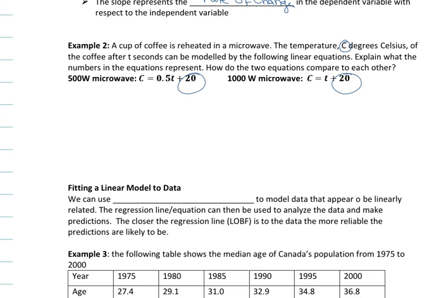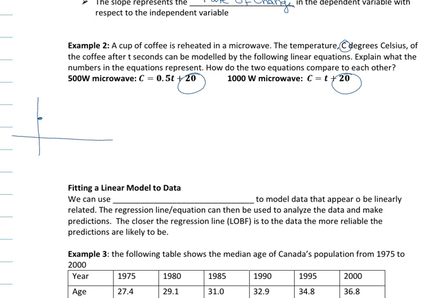So the slope of the first one is 0.5. What does that mean? It's half of the other one, right? Yes. But what does it mean if I'm going to graph it? I'm going to start at 20 degrees, but what's going to happen to my temperature every second? Increases. It's going to increase by how much? 0.5 degrees. What's going to happen to my temperature for the second microwave for every second?